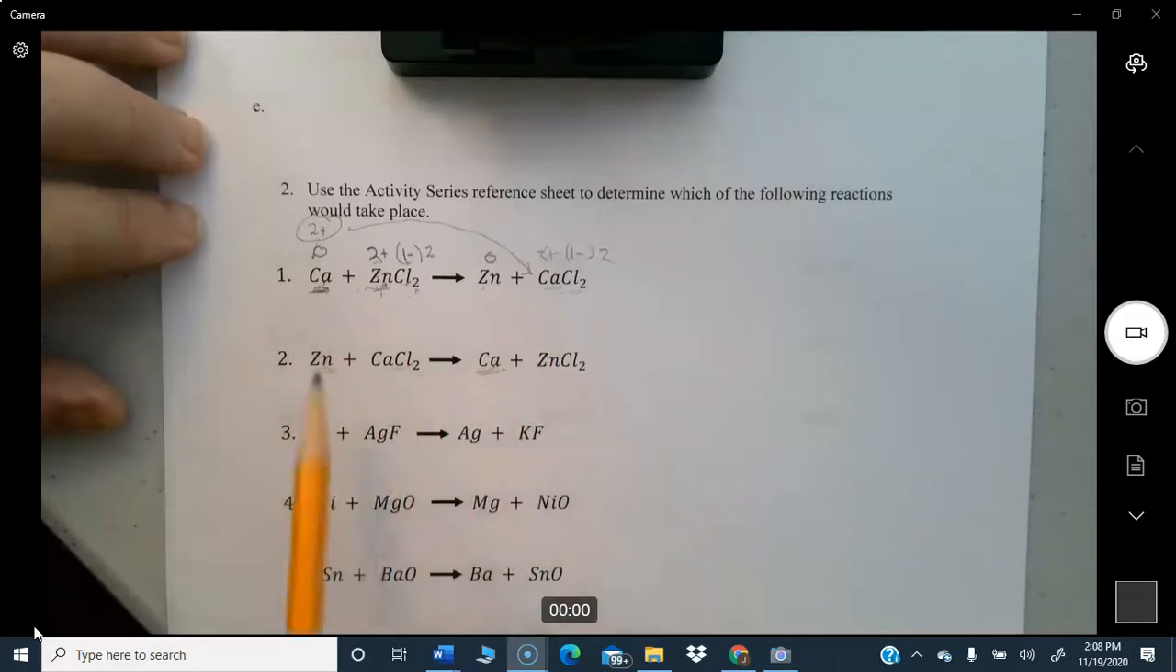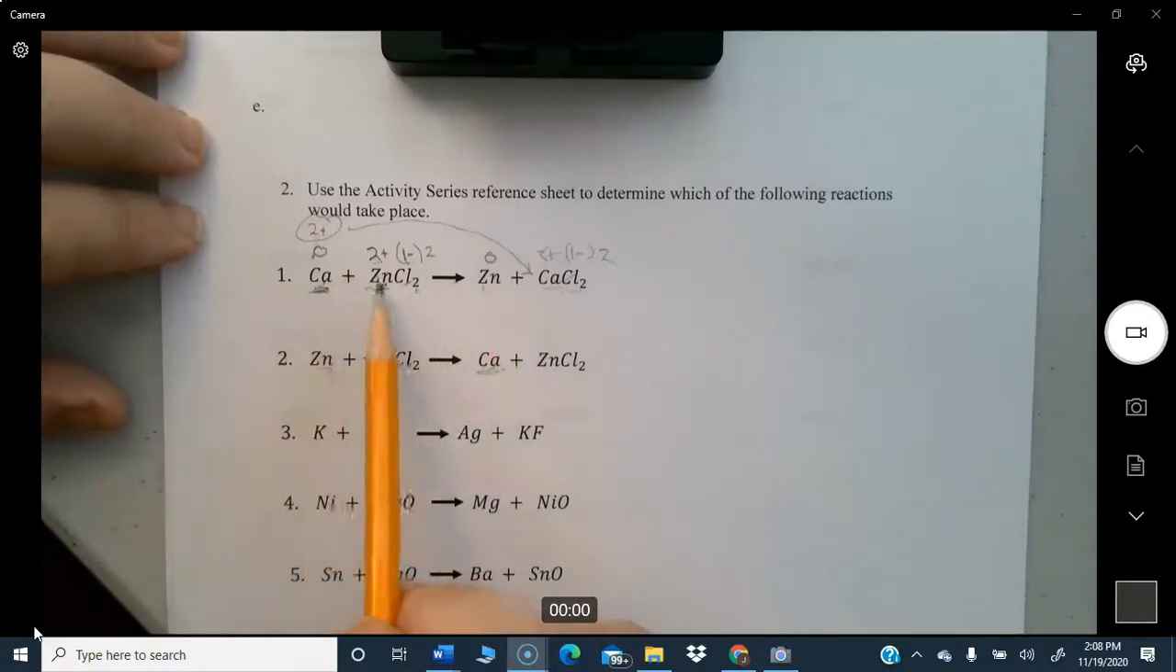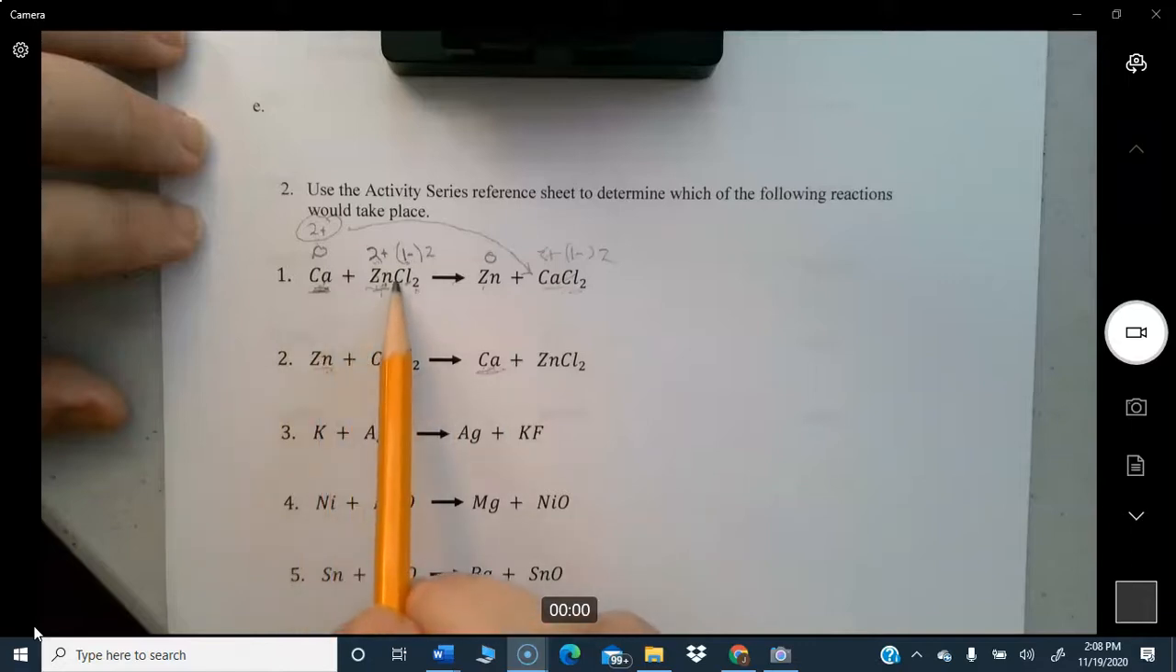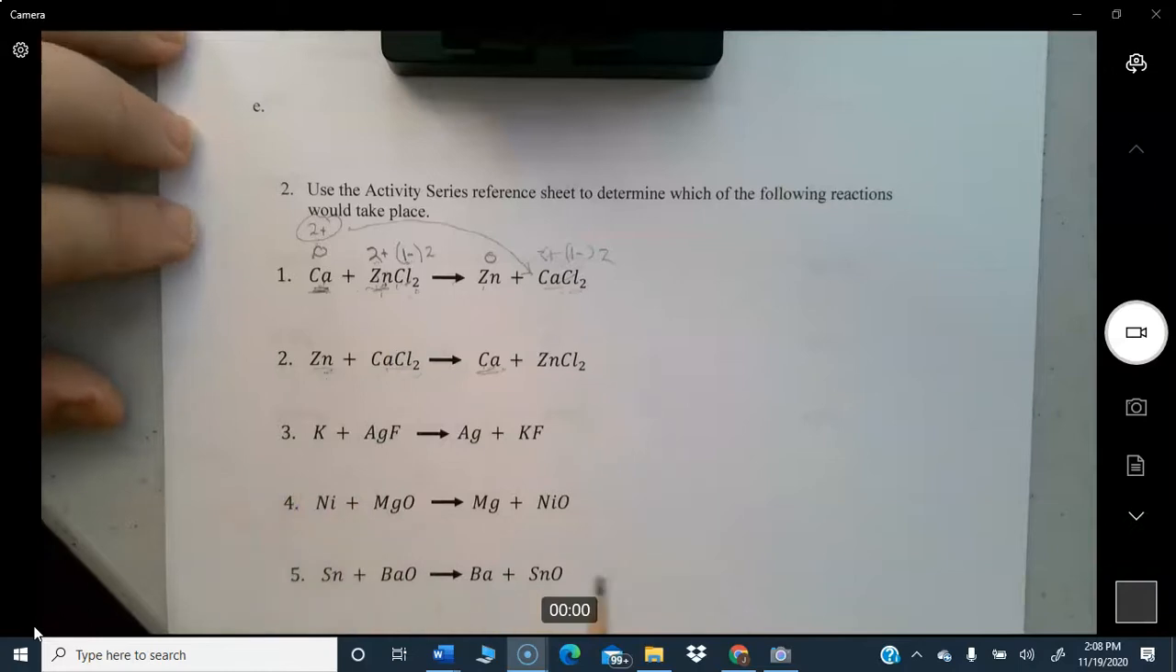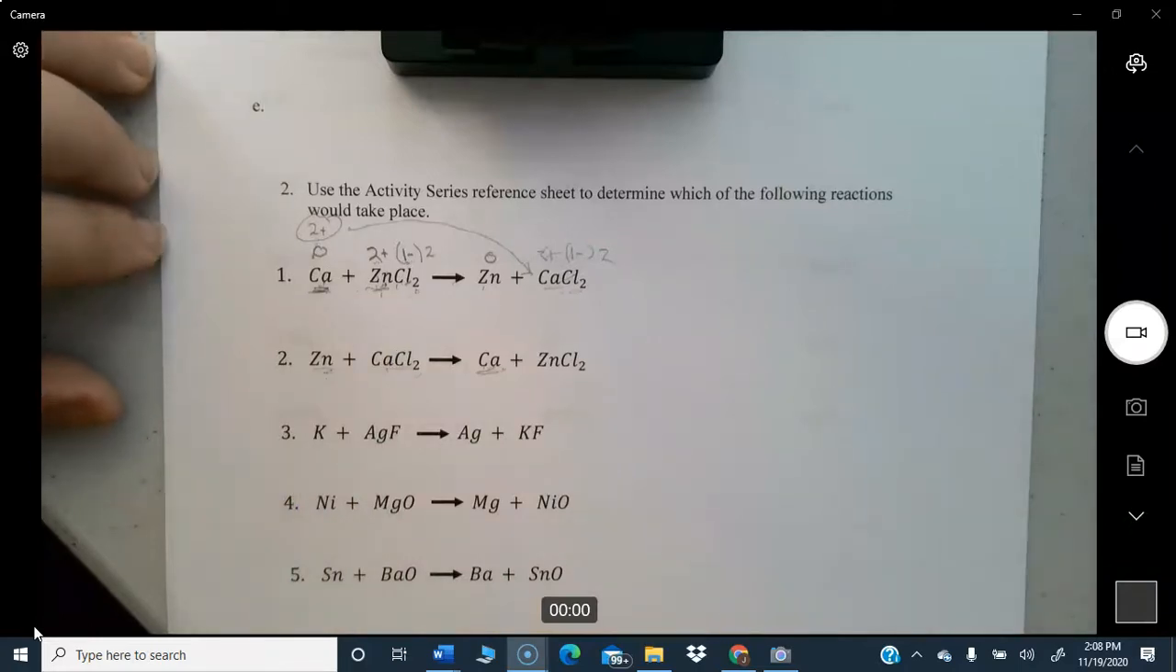It doesn't seem likely that both of those reactions would take place, even though logically, based on the way I explained that, this one's just as likely as this one. So how do you determine whether this reaction will take place, calcium takes the place of zinc, or this one, zinc takes the place of calcium? And that's where the activity series comes in.